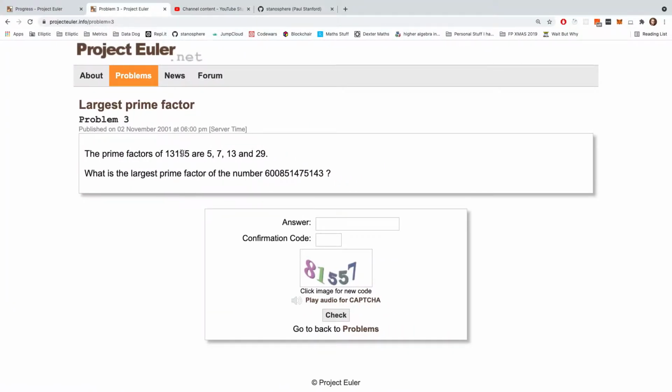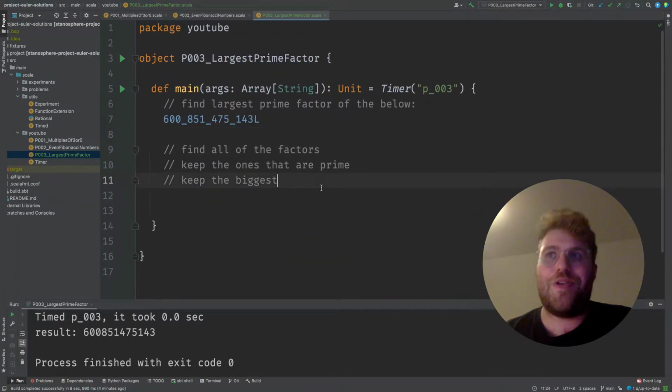And here's the official question. It gives us the prime factors of 13,195. We can clearly see 29 is the biggest. So the question is, what's the biggest prime factor of this massive number? I'll just read it out for fun. It's 600,851,475,143. I actually got that right.